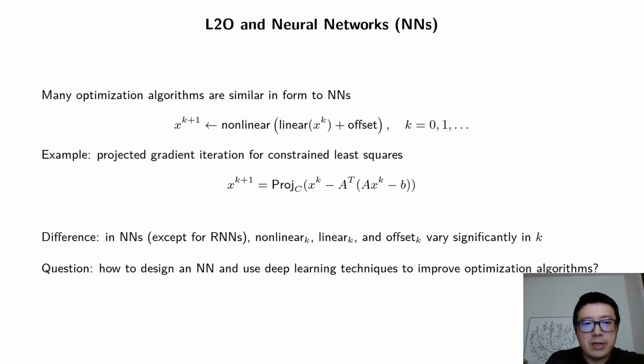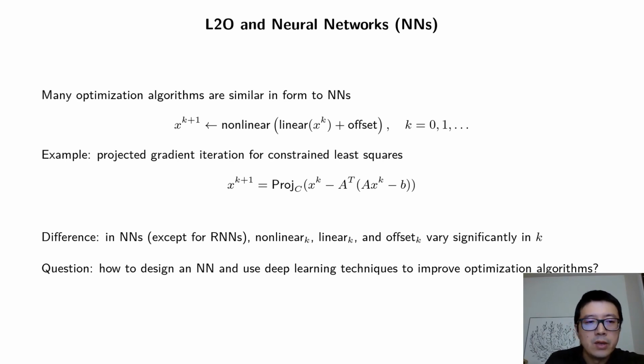However, the difference is that in neural networks, typically all the nonlinear, linear, and offset operators at every layer depend on the layer you choose, and they can be trained together. However, in optimization, they're fixed. They come from the problem definition, and you may have a step size parameter to tune, but that's pretty much it.